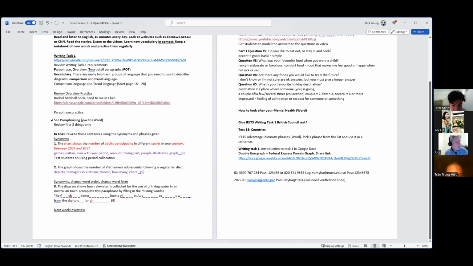Okay, number 2, everyone. On to question 2. Ding Ming, can you please read question 2? Question 2. The graph shows the number of Vietnamese adolescents following a vegetarian diet.